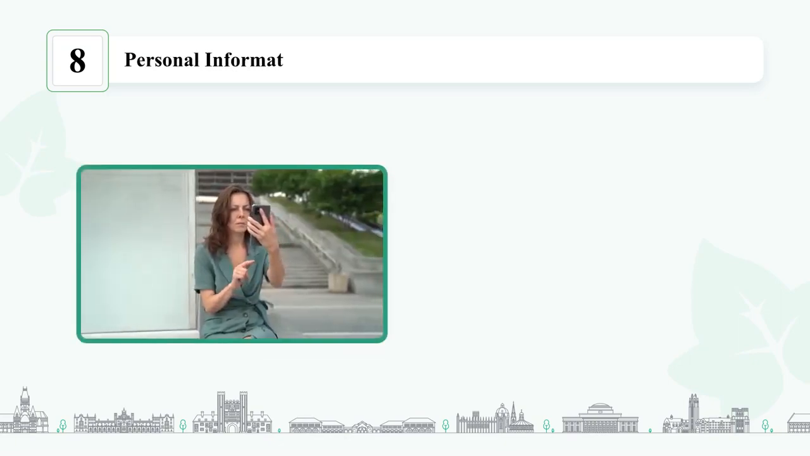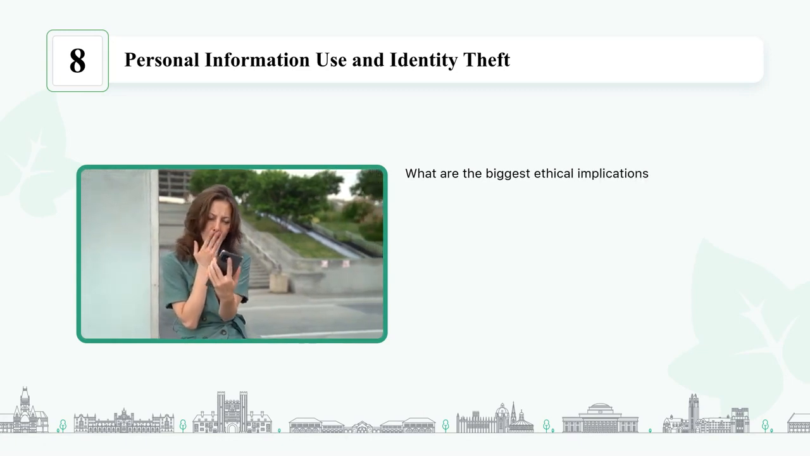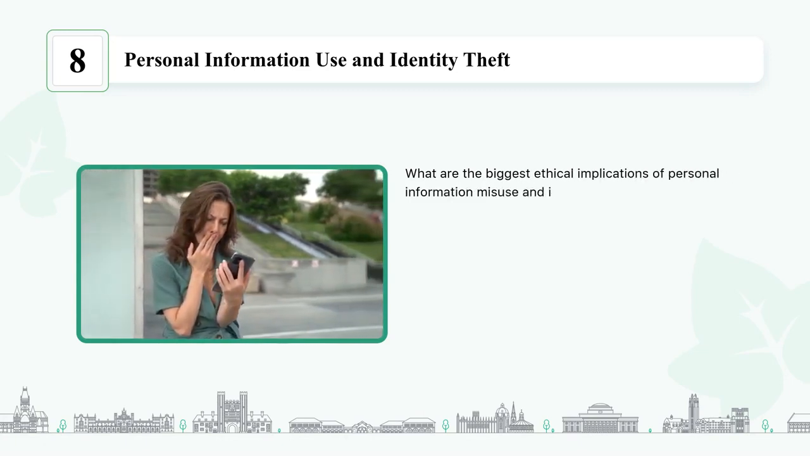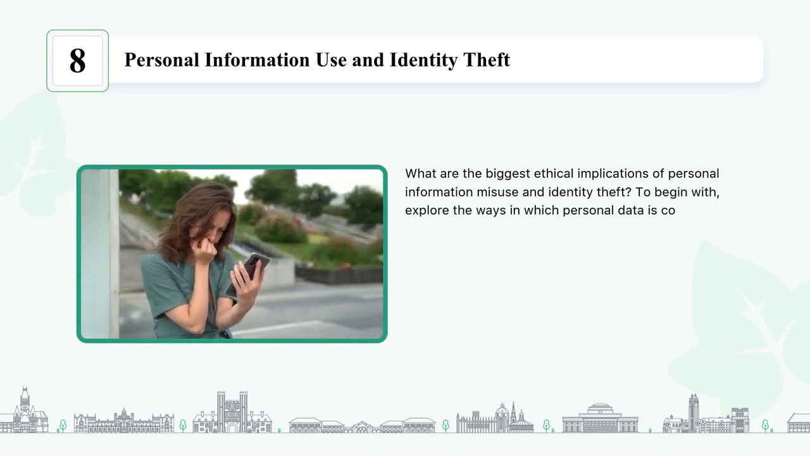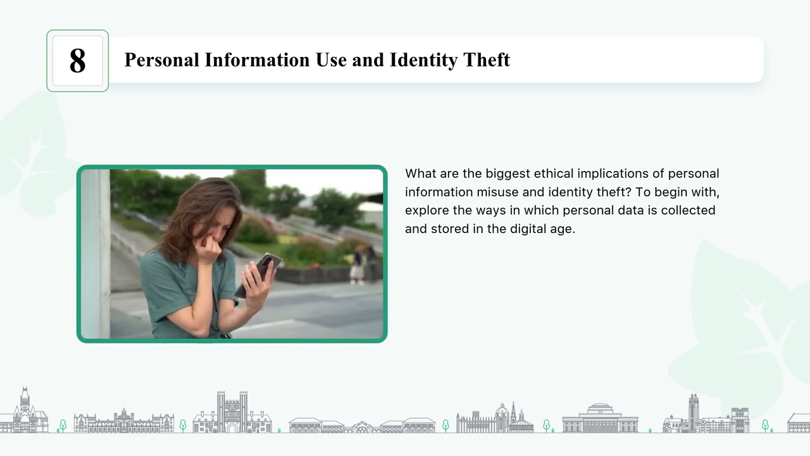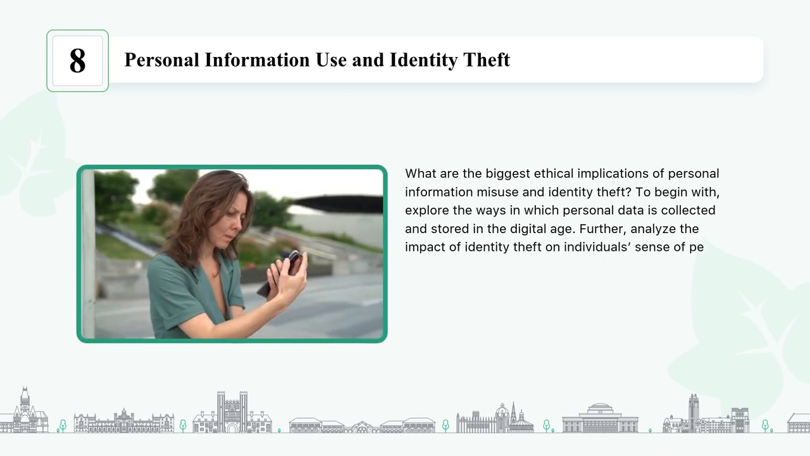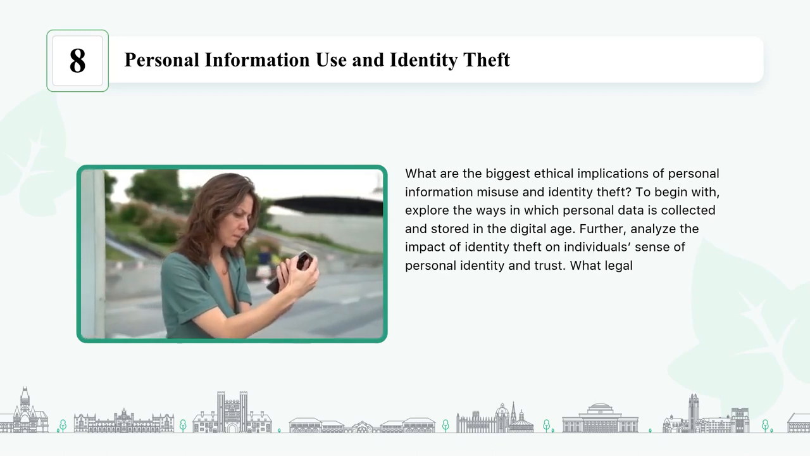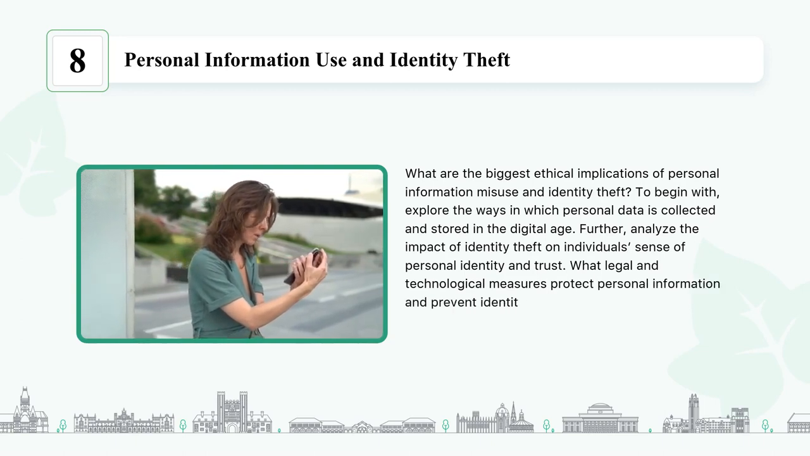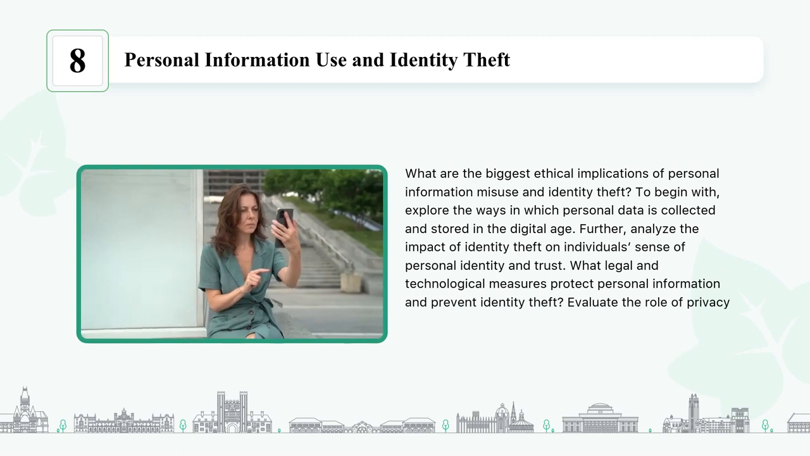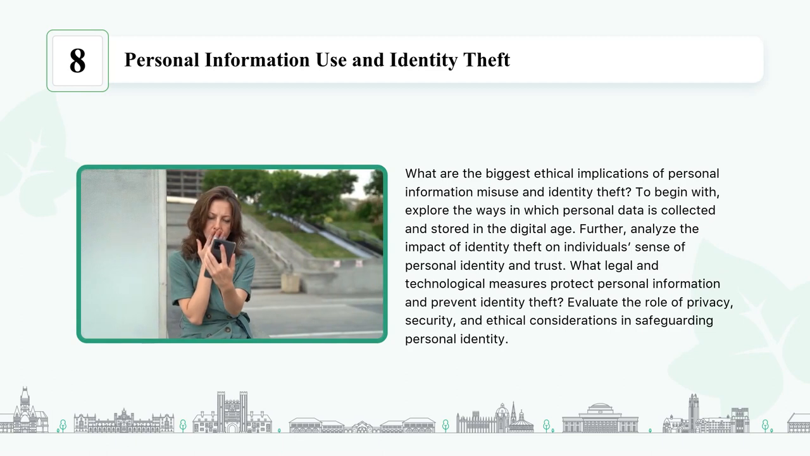Personal information use and identity theft. What are the biggest ethical implications of personal information misuse and identity theft? To begin with, explore the ways in which personal data is collected and stored in the digital age. Further, analyze the impact of identity theft on individuals' sense of personal identity and trust. What legal and technological measures protect personal information and prevent identity theft? Evaluate the role of privacy, security, and ethical considerations in safeguarding personal identity.